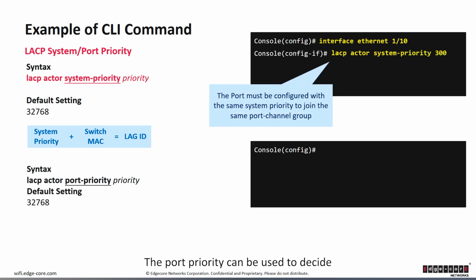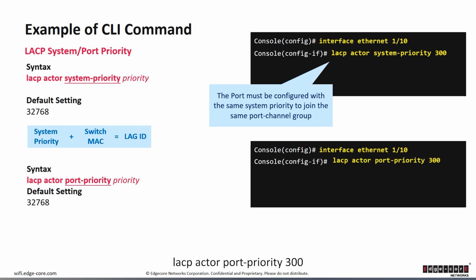The port priority can be used to decide which member ports are active or standby when the dynamic port channel has more than 8 ports. If an active link fails, the standby port with the highest priority will automatically activate and replace the failed link. In this example, we can enter port 10 and type LACP actor port priority 300 to configure port priority.